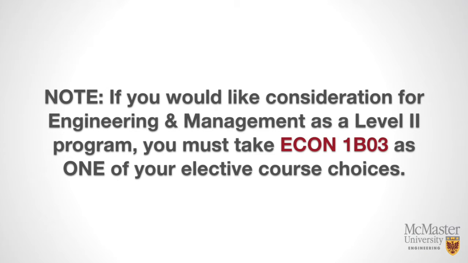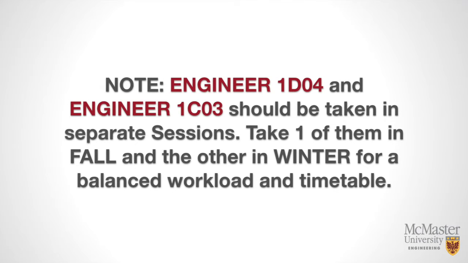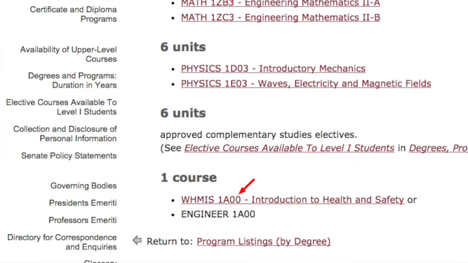Something important to note: if you are interested and would like consideration for Engineering and Management as a Level 2 program, then you must take Economics 1B03 as one of your elective course choices. Please note that Engineer 1D04 and Engineer 1C03 should be taken in separate sessions. Take one of them in the fall and the other one in winter for a balanced workload and timetable.